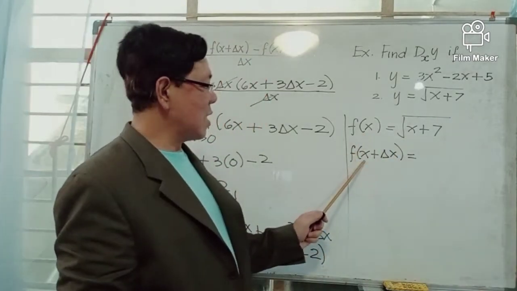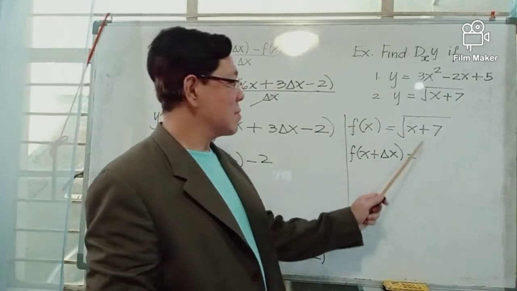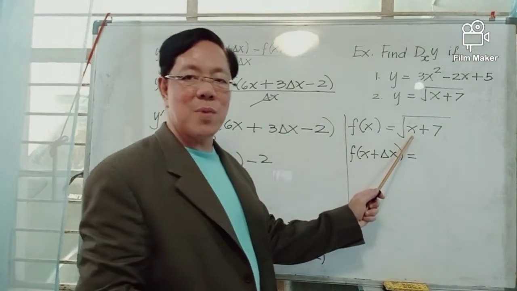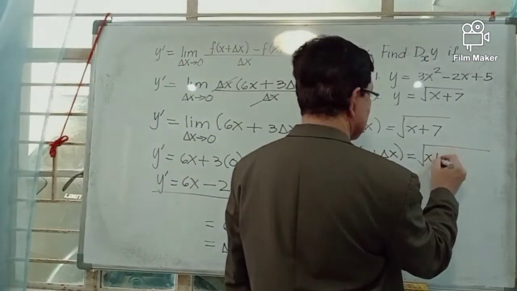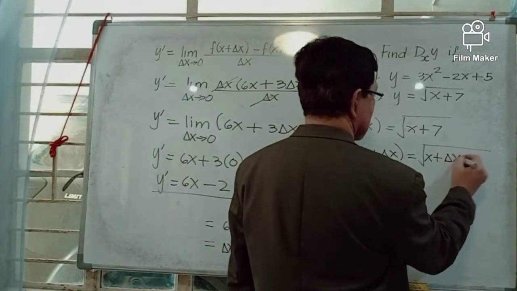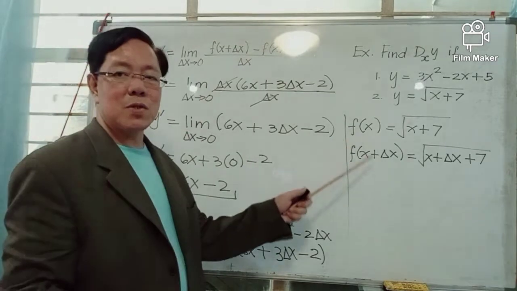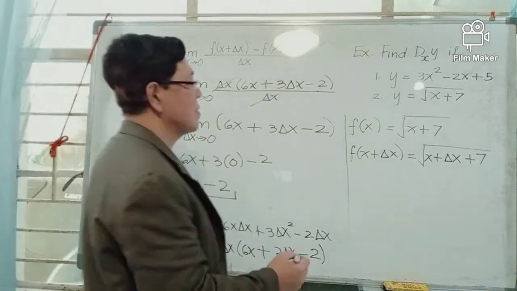We replace x with x plus delta x, we get f of x plus delta x equals, at the right hand side of f of x, we replace x with x plus delta x. Square root of x plus delta x plus 7. And we substitute these two in the definition of derivative.